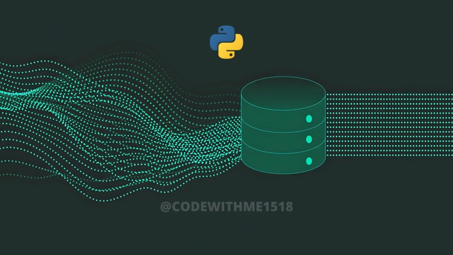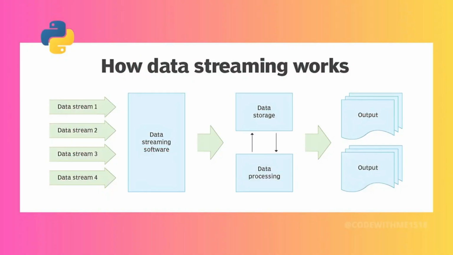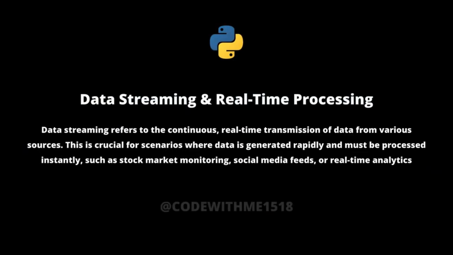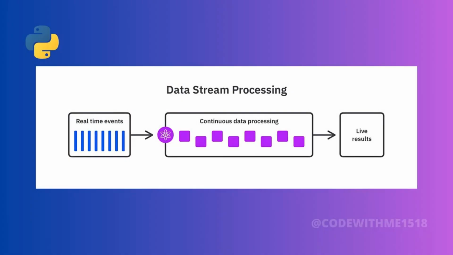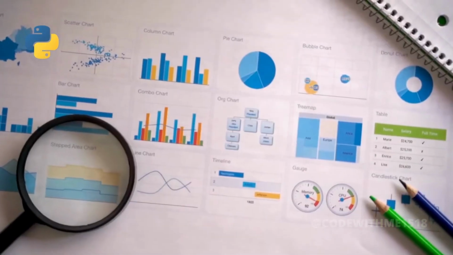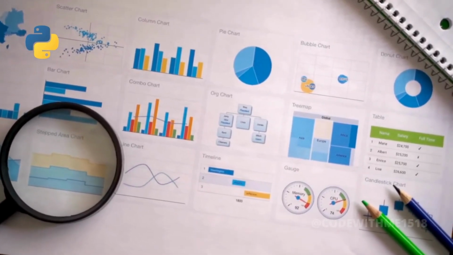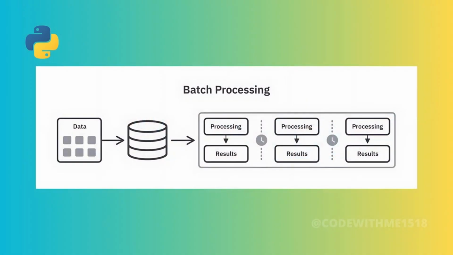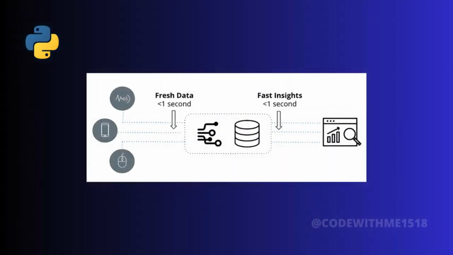Before we get into the hands-on part, let's understand the concept of data streaming and why it's so important. Data streaming refers to the continuous, real-time transmission of data from various sources. This is crucial for scenarios where data is generated rapidly and must be processed instantly, such as stock market monitoring, social media feeds, or real-time analytics. In contrast to traditional batch processing, where data is collected and processed in chunks, real-time processing allows for immediate analysis and decision-making as data flows in.